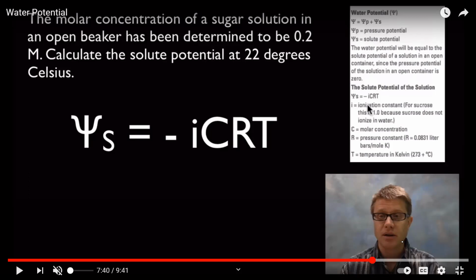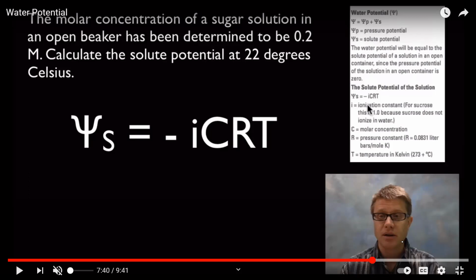Let's identify which variables are which, all right? You are being asked to find the solute potential, which in order to find that, you just have to plug in the right numbers to negative iCRT. It says that you have a sugar solution. So what is I? 1. When you place it in water, it doesn't dissociate. So it stays 1 unit.